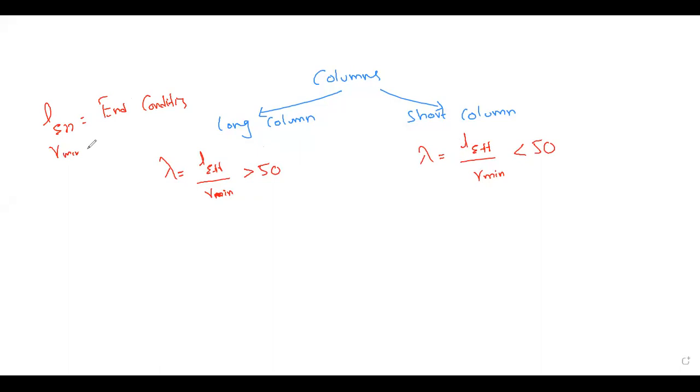R minimum we can calculate with respect to I by A. How to get R minimum? By taking the minimum moment of inertia with respect to the cross sectional area. Understand? So this is how we are going to decide the long column and short column. Okay, so let us take an example very clearly.